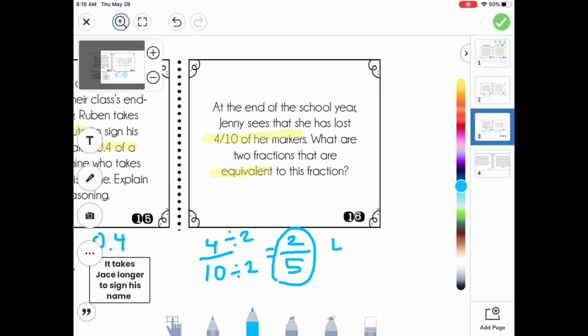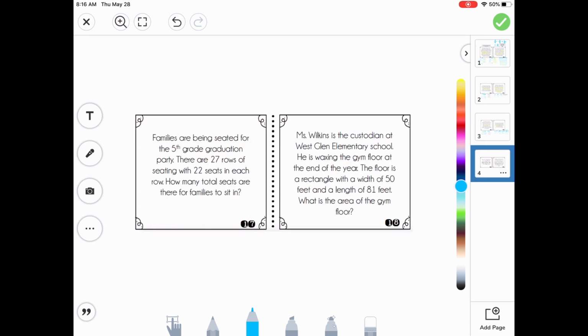And then I need to find another equivalent fraction, so I'll start with 4/10ths again, and this time I'll double it. So I'll multiply by 2, so my new numerator will be 8, and my new denominator will be 20. So Jenny could have said she lost 2/5 of her markers or 8/20 of her markers. And your answers might be different depending on if you multiplied or divided and what you multiplied and divided by. On to the last page.